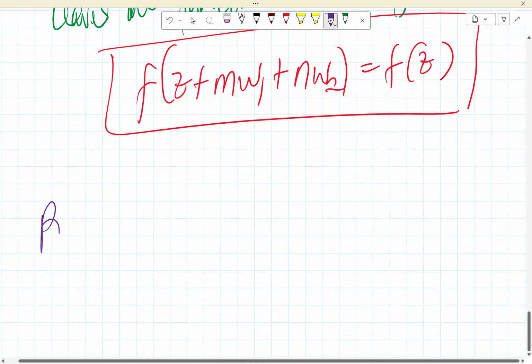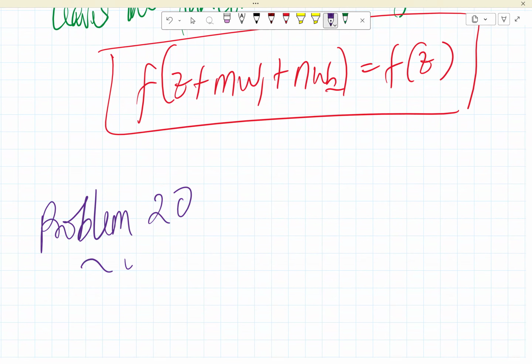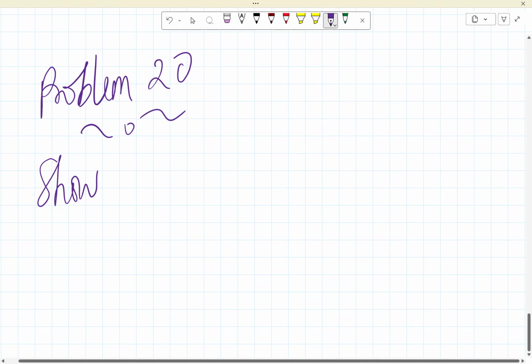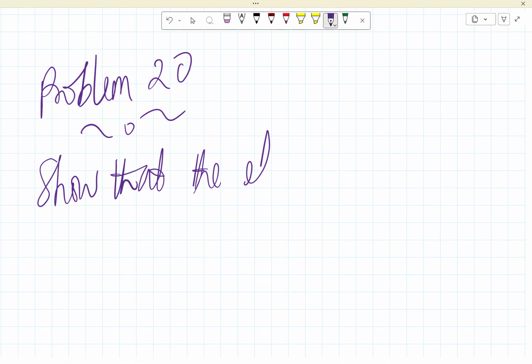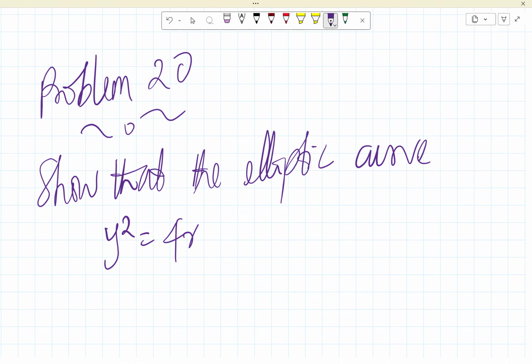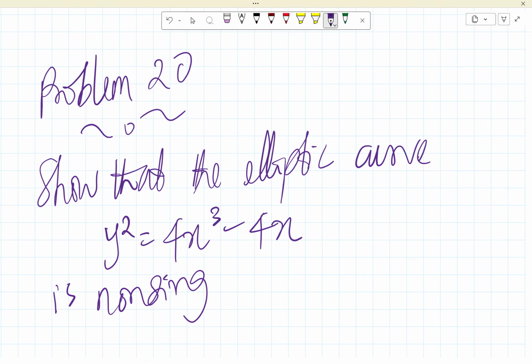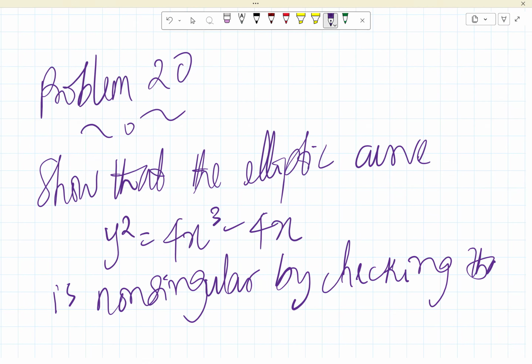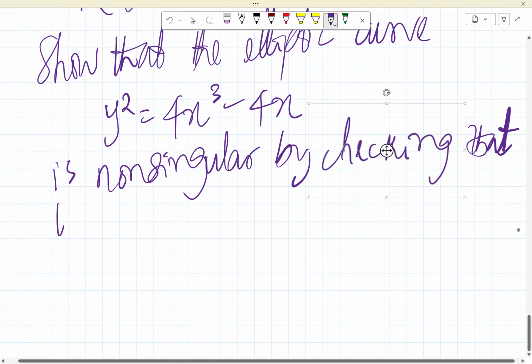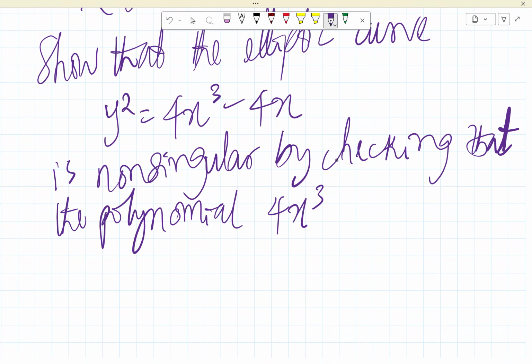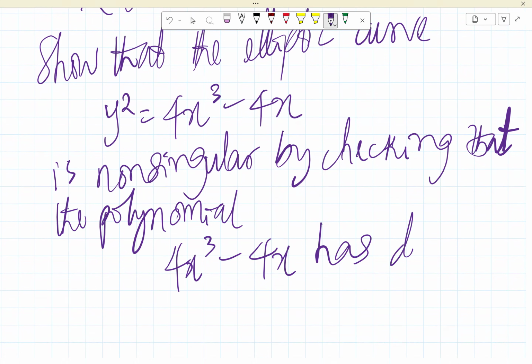So we go on to problem 20, which requires us to show that the elliptic curve y squared equals 4x cubed minus 4x is non-singular by checking that the polynomial 4x cubed minus 4x has distinct roots.